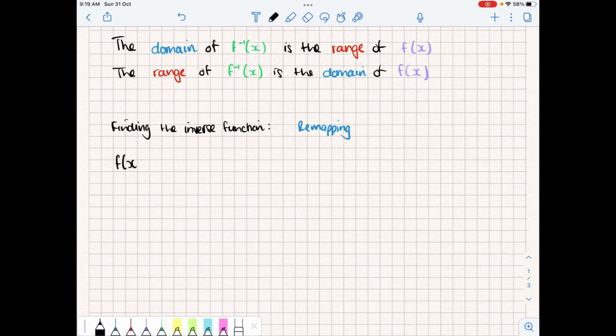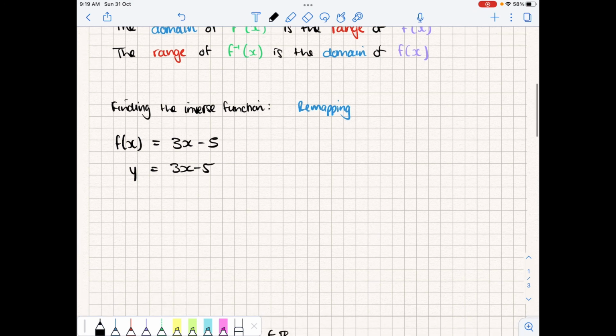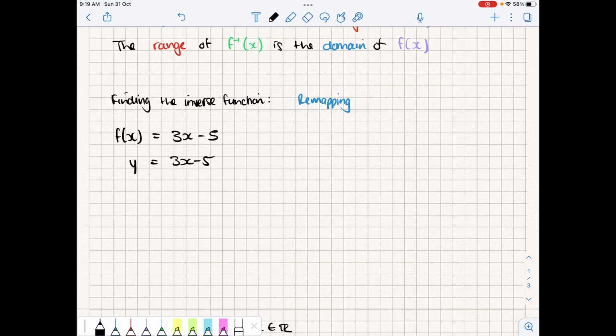Let's say we have the function f of x, and f of x is equal to, let's say, 3x minus 5. So to remap the function, just to make life easier, we're going to change this into y equal to 3x minus 5. We could leave it as f of x, but it's just going to be messy. So we'll just change it into y equal to 3x minus 5.